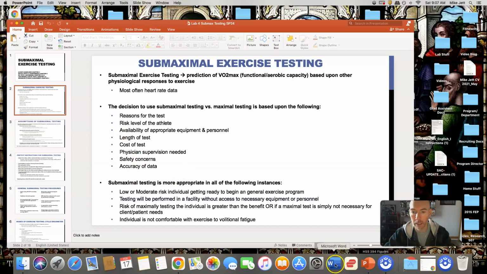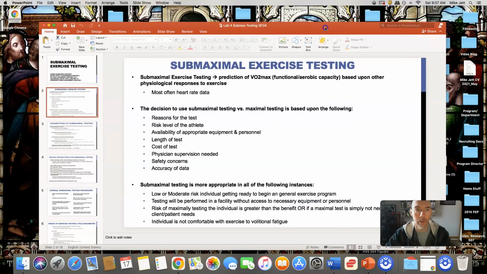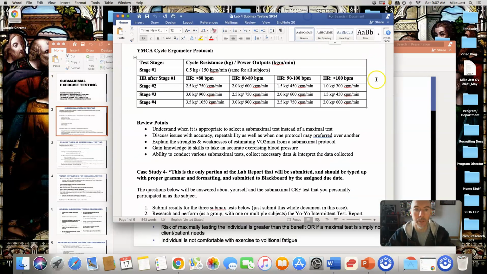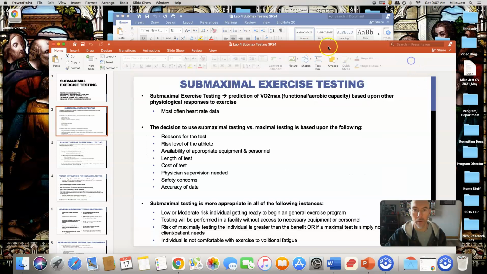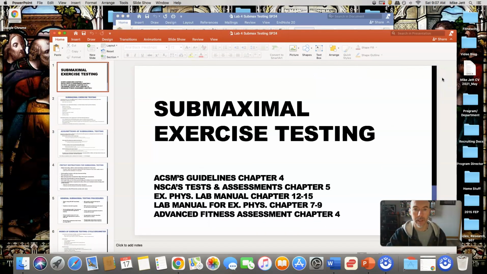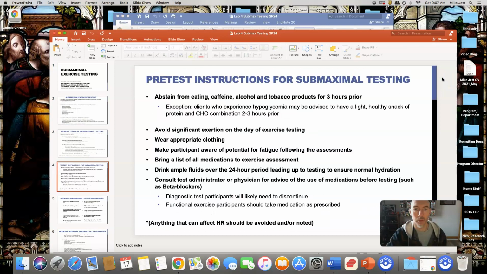So let's jump back over to where's that document? There it is. Point number 2, discuss issues with accuracy, repeatability, as well as why one protocol may be preferred over another. Now, me reading that, I'm not sure if we have a slide which would really dictate that. Although this would be a good place to start, right?